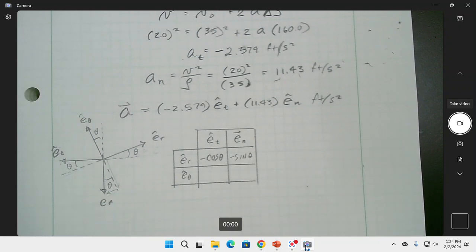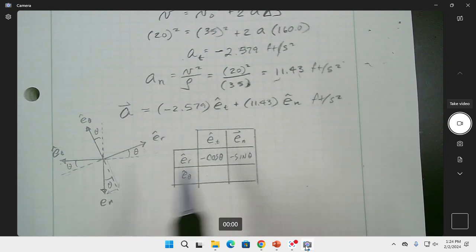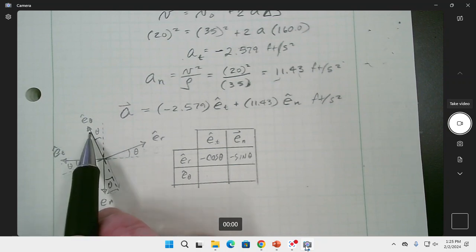But there are brief moments where you want to just take a little bit of a pause and go, I've got to concentrate on this. And then the rest of it is a little bit faster. E theta, we're going to look at that compared to E tangent. No, I'm sorry, E tangent to E theta. Maybe that's the way I was looking at it. Here's my tangent, and here's my theta.